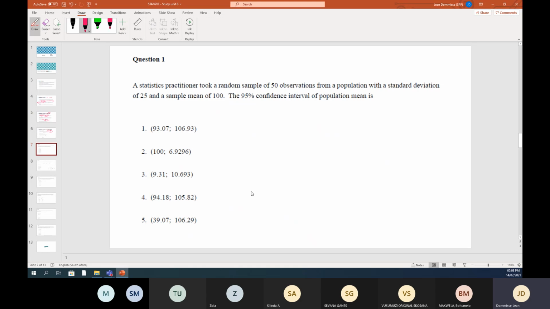So let's get into this question. A statistics practitioner took a random sample of 50 observations from a population with a standard deviation of 25 and a sample mean of 100. The 95% confidence interval of the population mean is... Okay, so how do you guys think we will solve this?